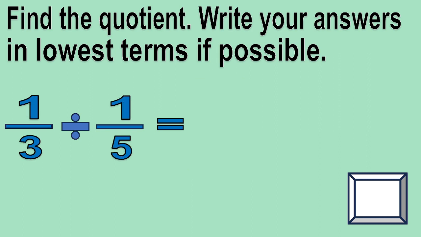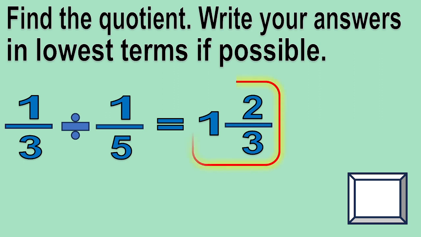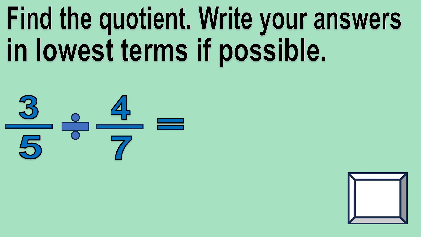Another, 1/3 divided by 1/5. Time's up. Answer is 1 2/3. Next, 3/5 divided by 4/7. Time's up. The answer is 1 1/20.